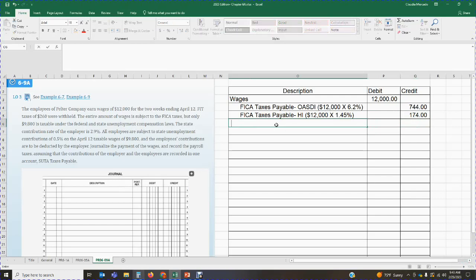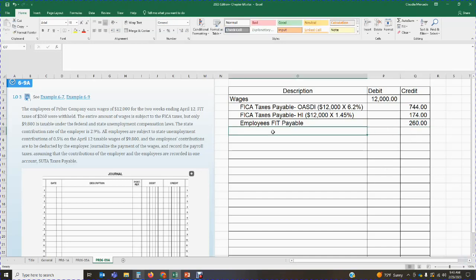We also have to deduct the employee's federal income tax, and we're putting it into a payable. Now that amount is given to you in the problem. We have federal income taxes of $260.